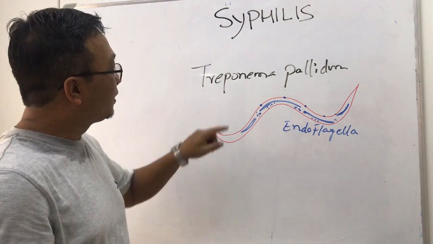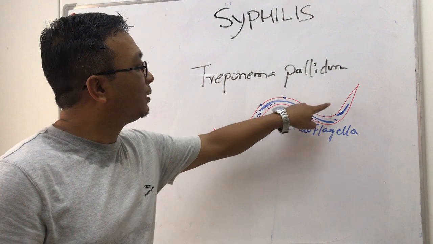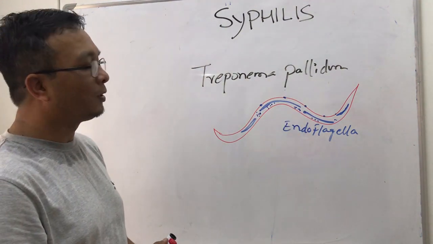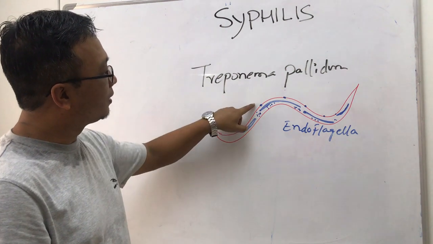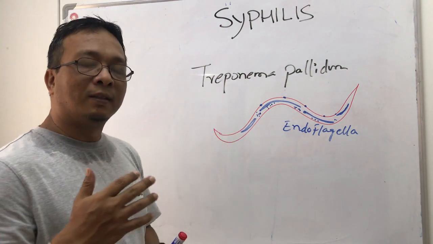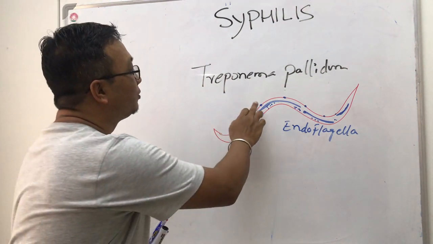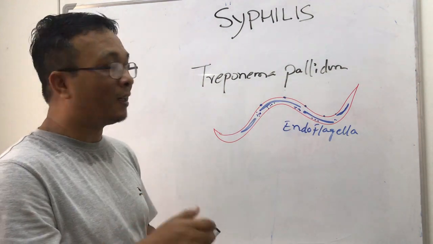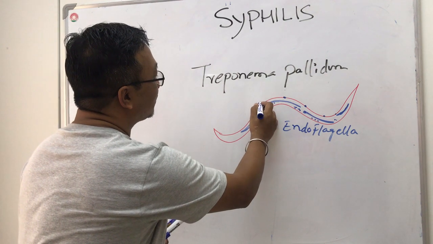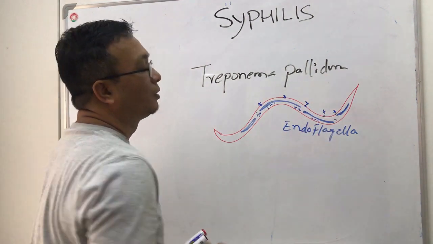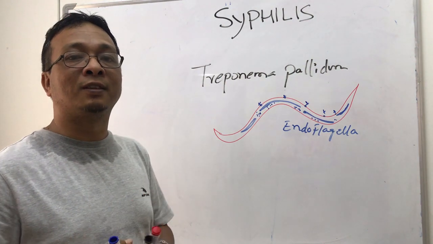Because of the few antigenic proteins in the surface membrane of Treponema pallidum, what happens is that the activation of the immune system is very low. There are fewer antigens available for binding of antibodies. So that is why vaccines don't work.